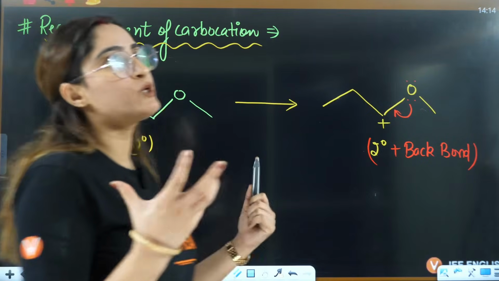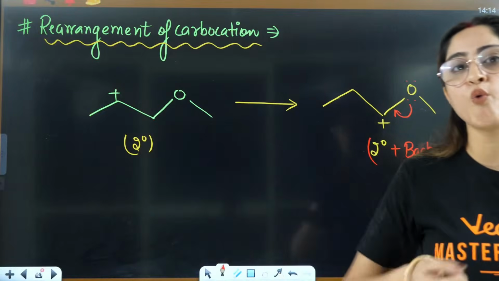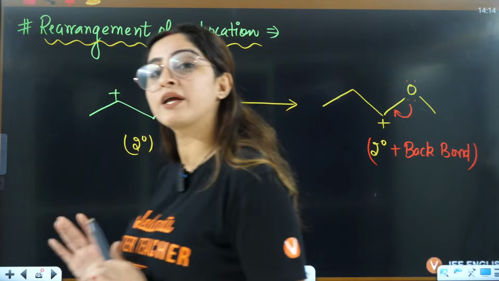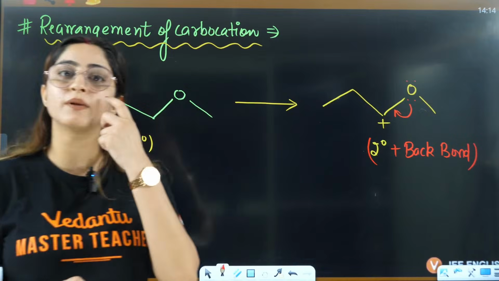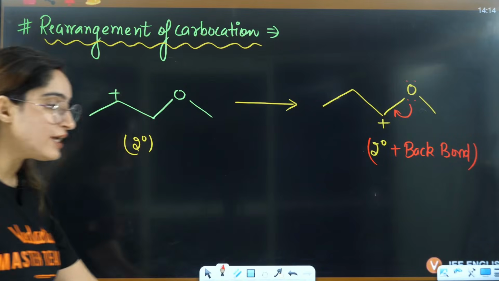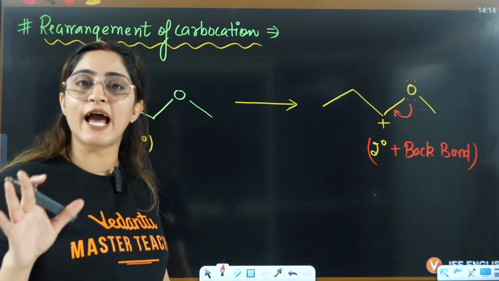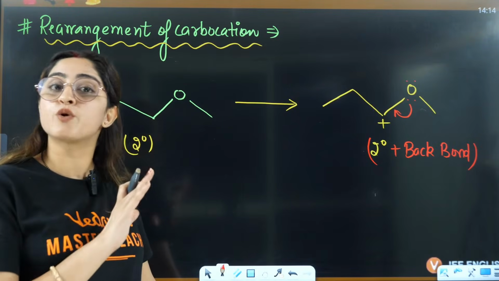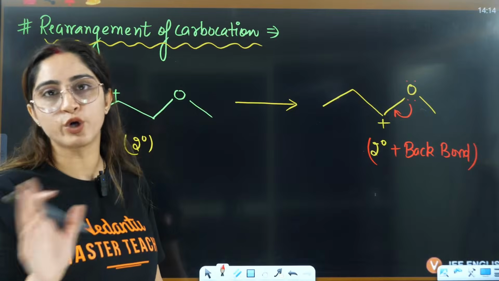So all you need to understand is you need to have a more stable carbocation. If you are getting a more stable carbocation after rearrangement, rearrangement will be done. But this will be only in those cases where carbocation is the intermediate. If carbocation is not the intermediate, you will not do that.